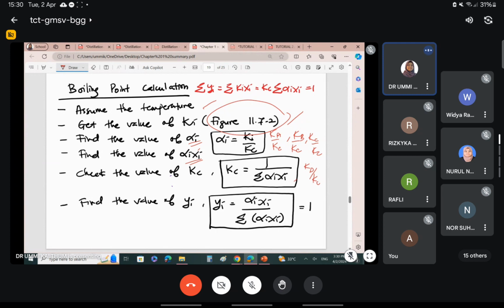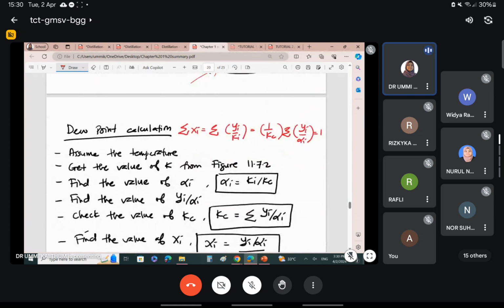Okay, at that value of the Kc, tengok temperature berapa. Adakah sama dengan 100? If sama dengan 100 yang you assume first tadi, so you don't have to repeat the calculation. If you get the temperature is 105, so you have to repeat back the calculation. Okay, sebab tak sama calculation yang assume dengan calculation yang dapat. Okay, so bila dah dapat sama, so baru boleh cari the value of yi, the mole fraction in vapor phase. Make sure the summation of yi is equal to 1.